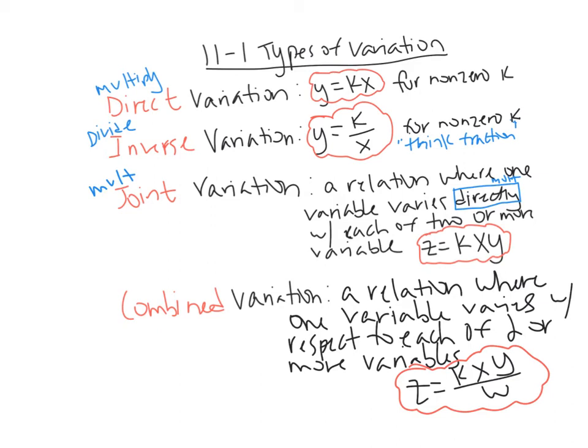Okay, so 4 types of variation. We're going to practice setting up equations for direct, think multiply; inverse, think divide; joint is multiply by 2 or more; and combined, just as it sounds, is multiply and divide.